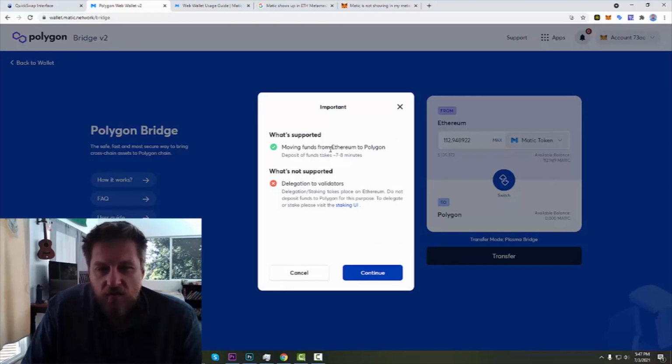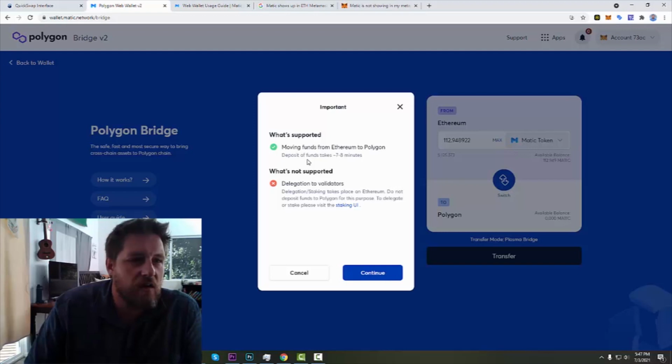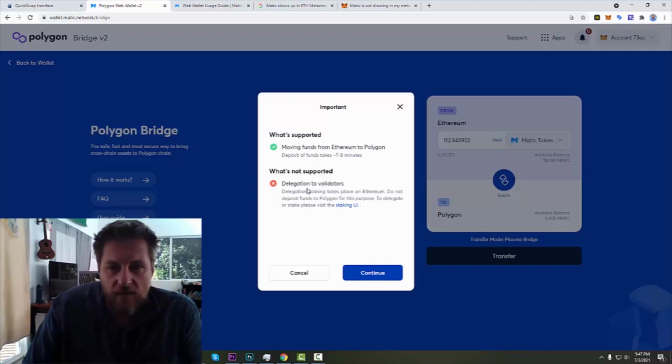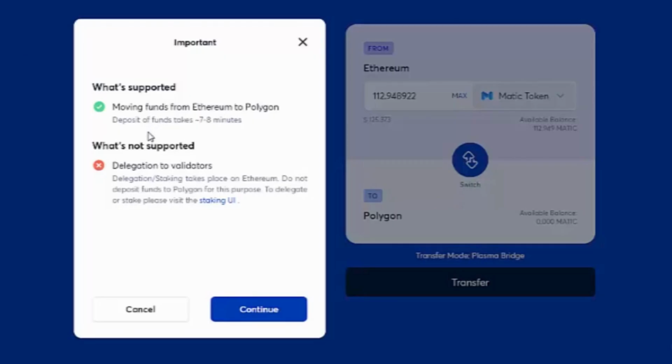Moving funds from Ethereum to Polygon, 7 to 8 minutes. Okay, so I want to go back and point out one thing that I missed during the live process, but I noticed when I was editing. It showed me a little pop-up that said that staking is done on Ethereum, not on the Matic network.